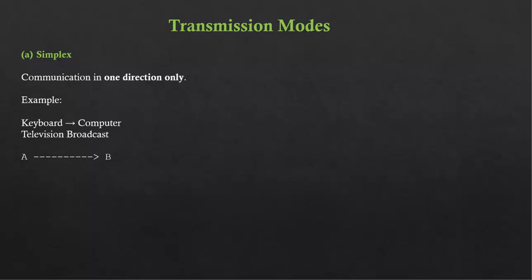Simplex communication means communication happens in only one direction. The sender can send data to the receiver, but the receiver does not send back data on that communication path. A typical example is TV broadcast. The TV station sends the program and the television receives it.